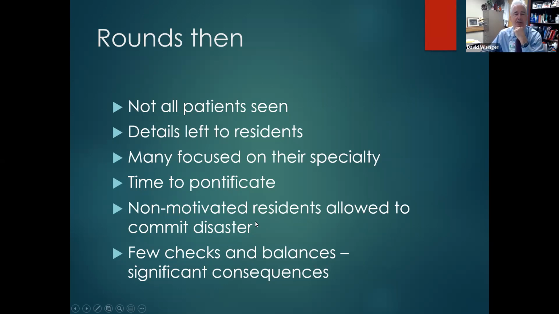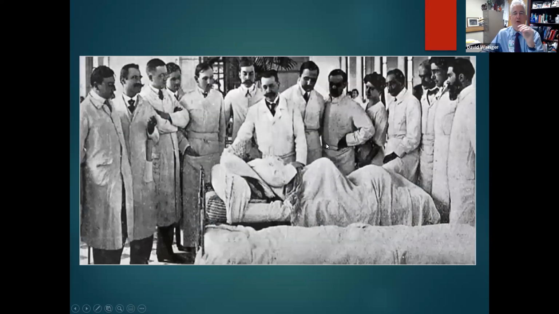A serious consequence of time back then was the non-motivated resident was allowed to commit disaster. That was an actual fact, and we won't expand upon that because there may be a lawyer in the audience. And there were a few checks and balances, and of course there were some consequences of that. So way back in the day in Osler times, you kind of had somebody pontificating about a patient and you had people standing around. What you notice here is a bunch of white men, kind of a sign of the times, although somebody looks as though they snuck in here.